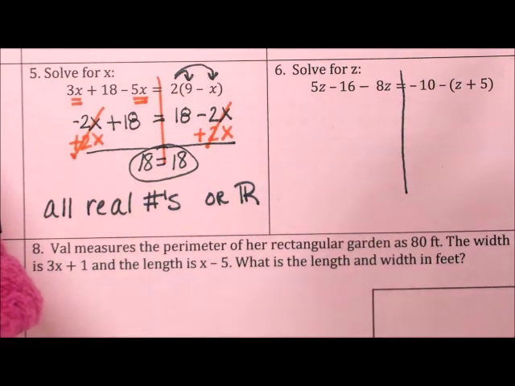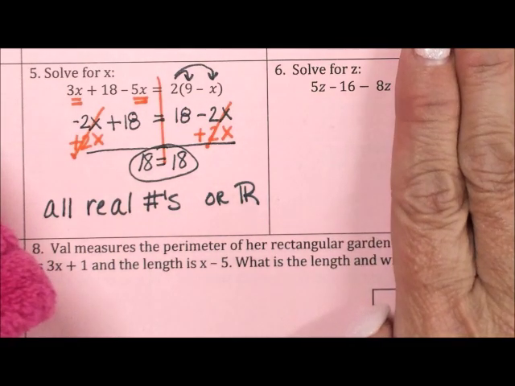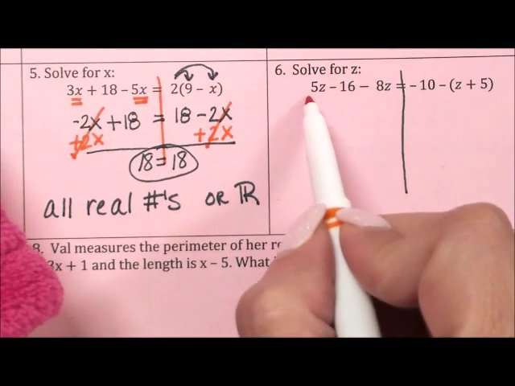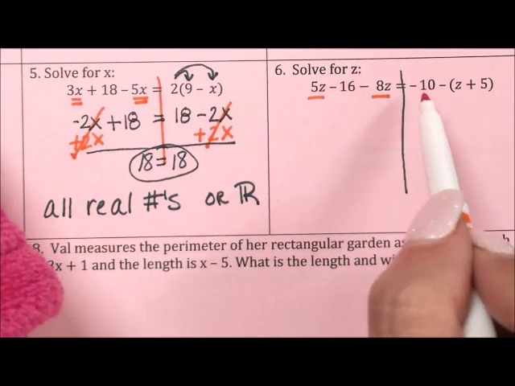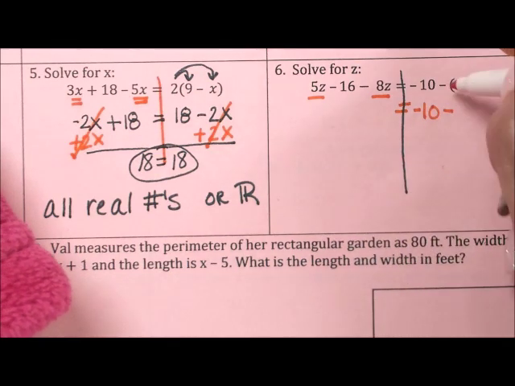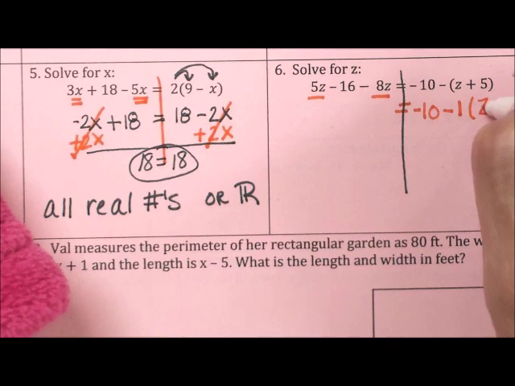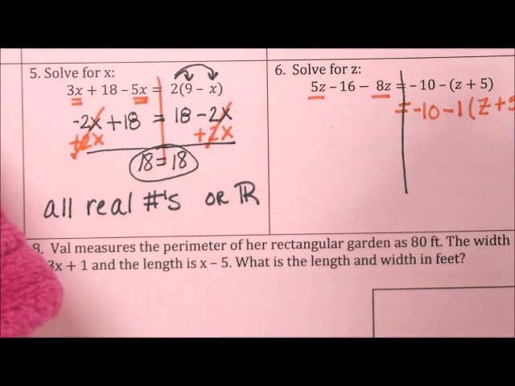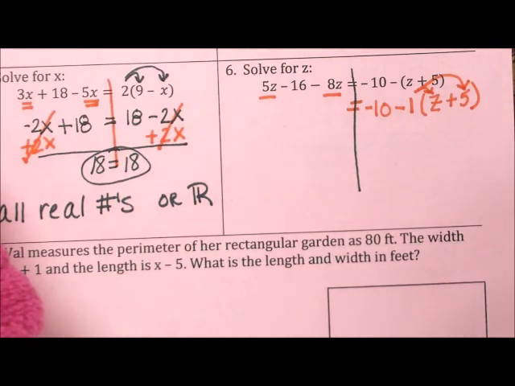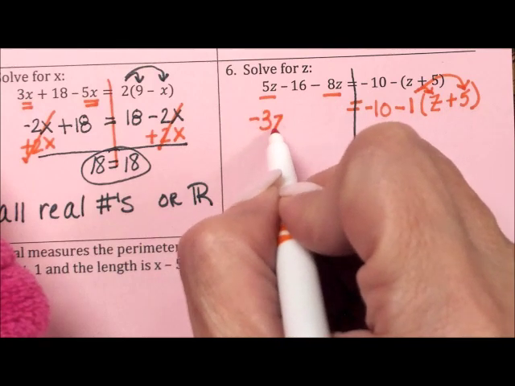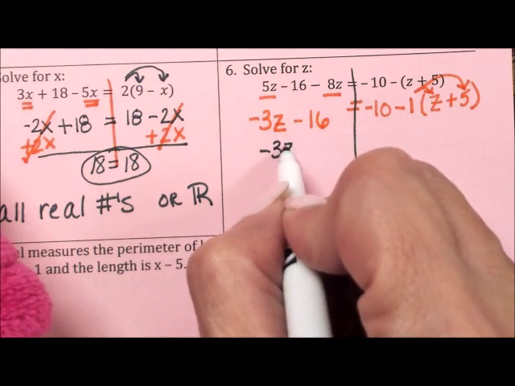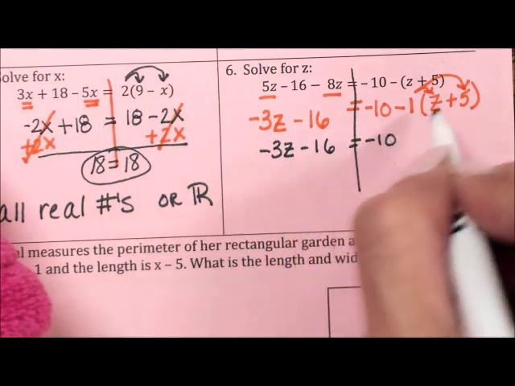Alrighty. I'm going to use that trick. If there's 3 terms on one side, probably something going together. Put those together. Over here, I'm going to rewrite this so that I can see it a little better. I'm going to remember that there is a 1 in front. Okay? And that 1 is going to have to distribute across. 5 and 8 will give me negative 3z minus 16. I'm going to hippity-hoppity. Negative 3z minus 16 equals negative 10.